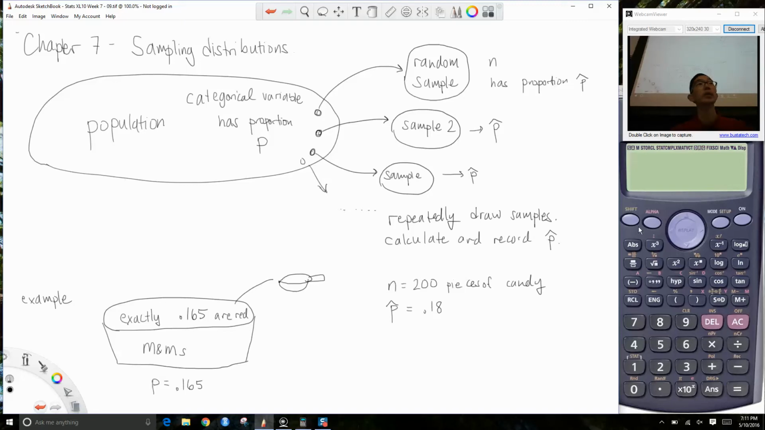And so after doing this thousands of times and keeping track of all the different p hats we have, we are going to look at the distribution of p hat. What is the distribution of p hat?